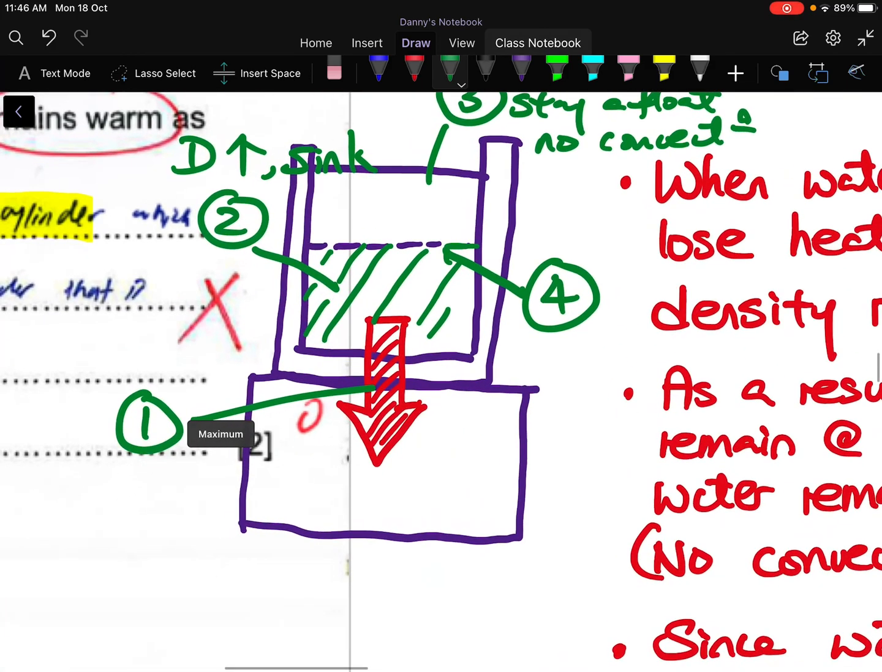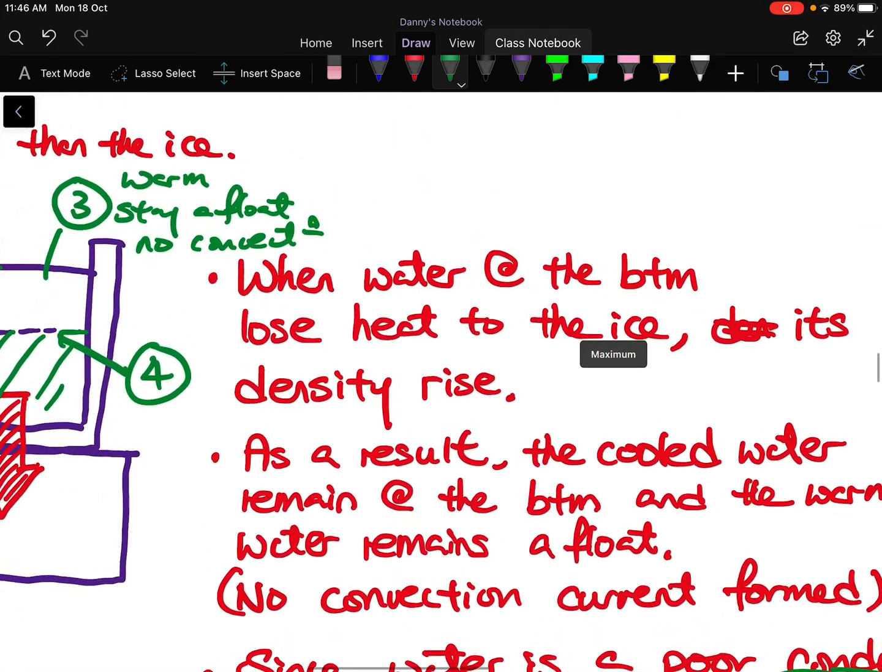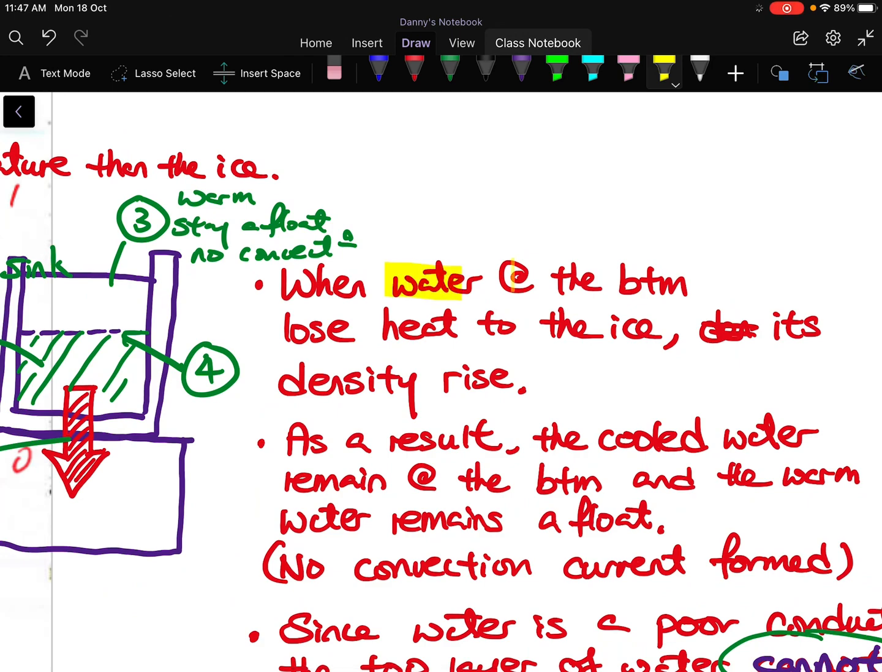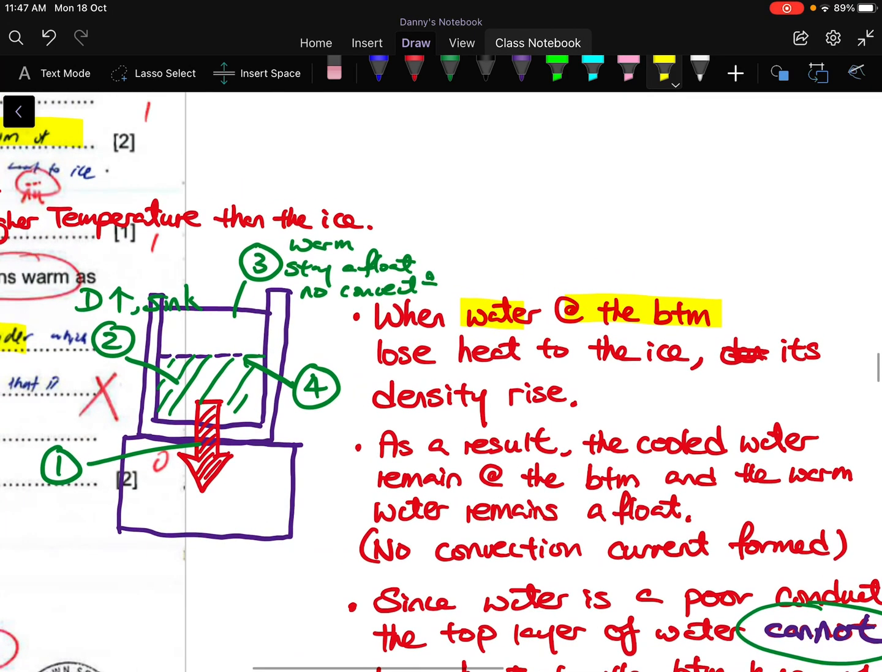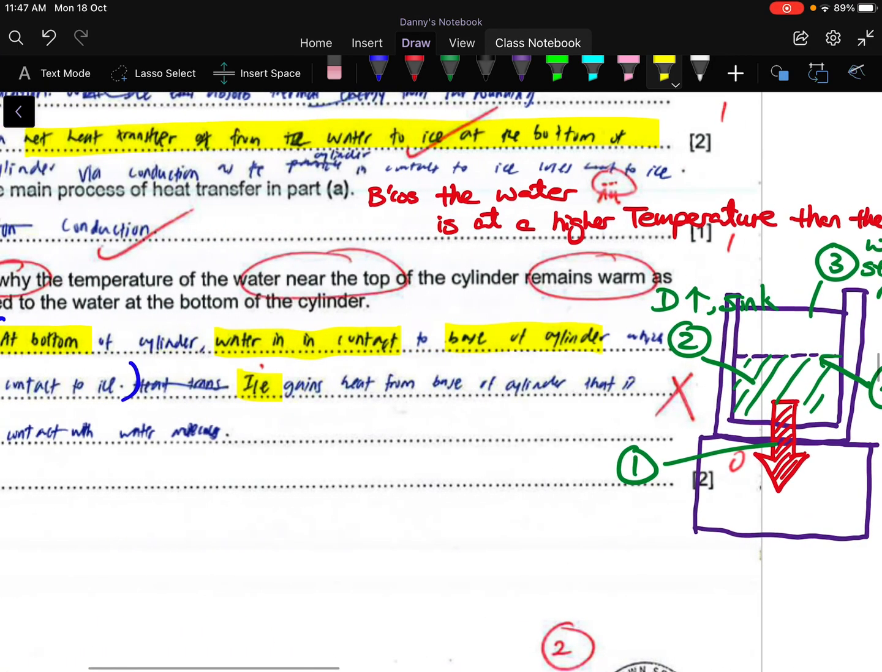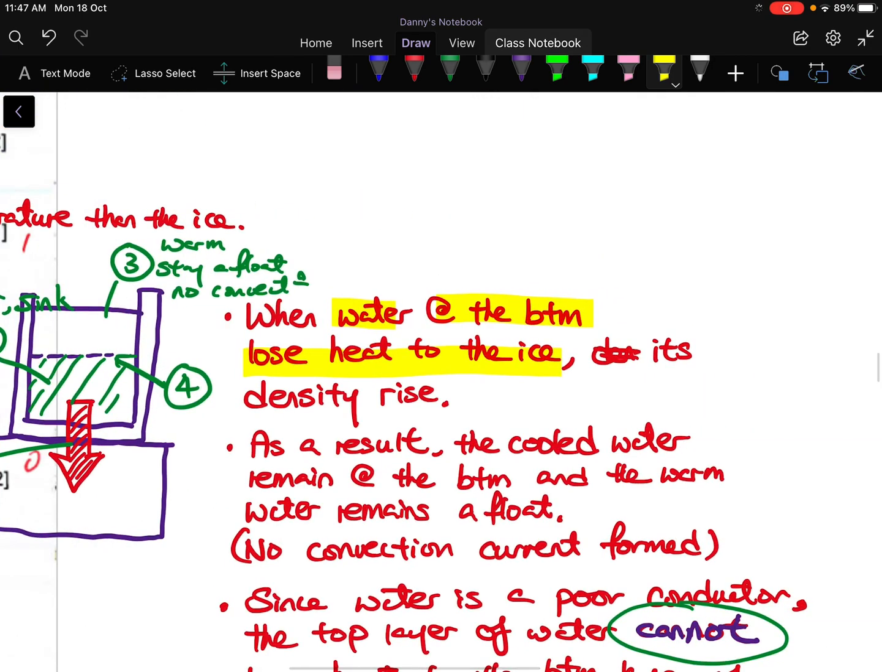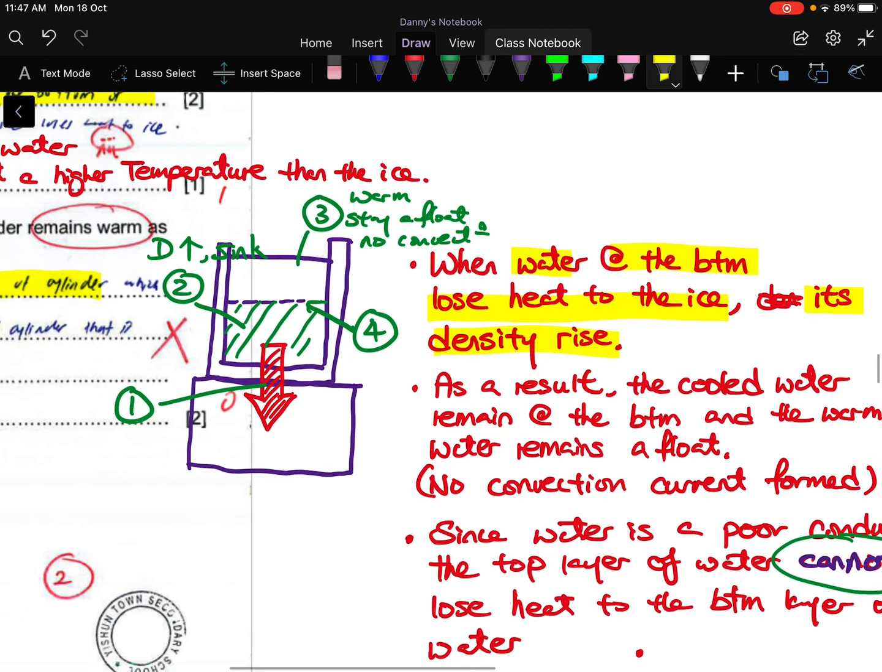So like I said, I will start with step 1 first. I locate where is the start of my entire process, right? It starts with water at the bottom. It will lose heat to the ice, just like what she did, right? Its density rises. So for me, I will always put a trigger and then I write down the immediate effect, right? So I'm done with step 1.